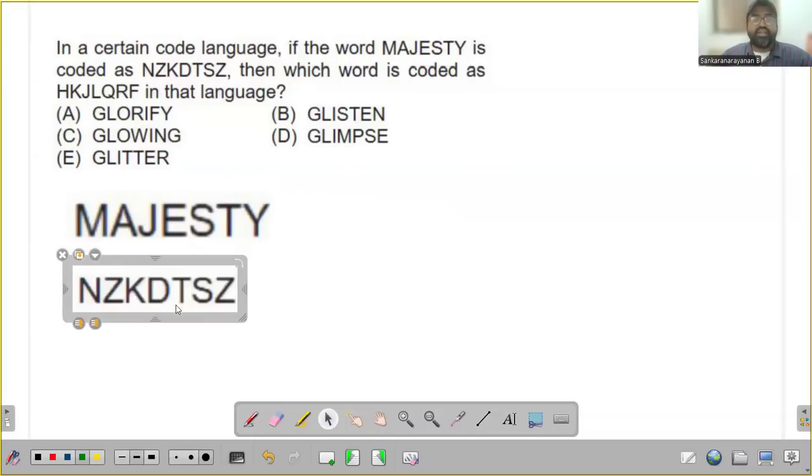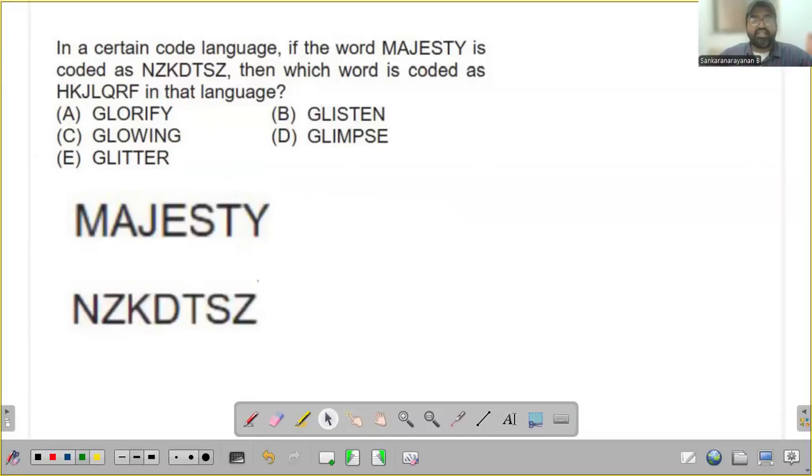It is very interesting to see that M plus 1 is N, A minus 1, go one step back, is Z. J, the next letter, is K. E, one step back, is D. So it is following plus 1, minus 1, plus 1, minus 1, plus 1, minus 1, like that it is going.